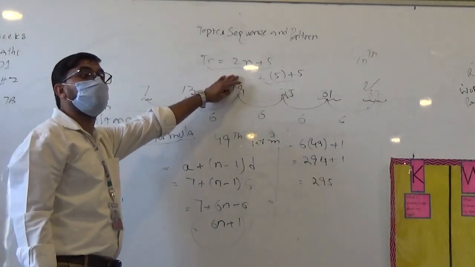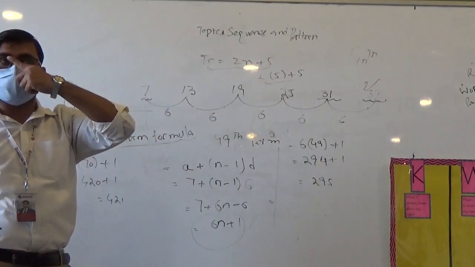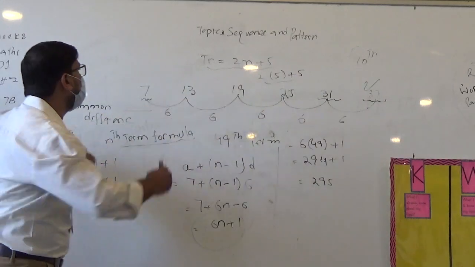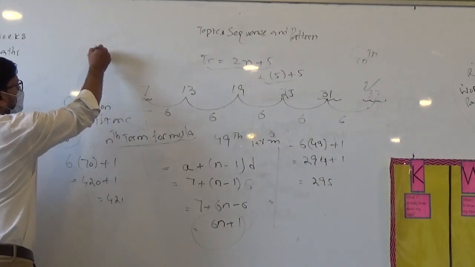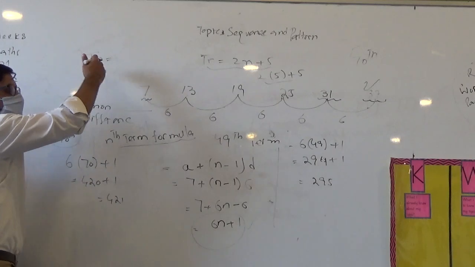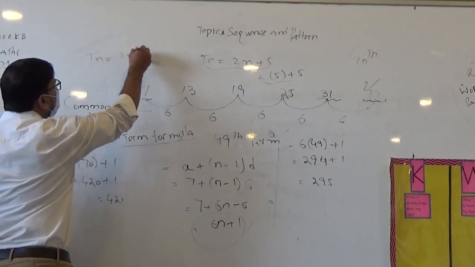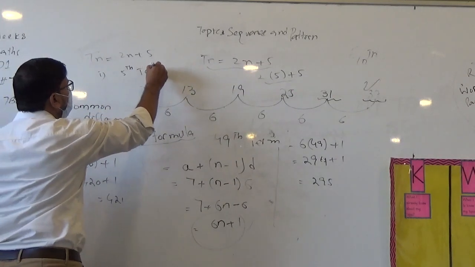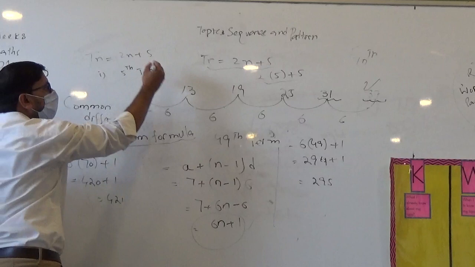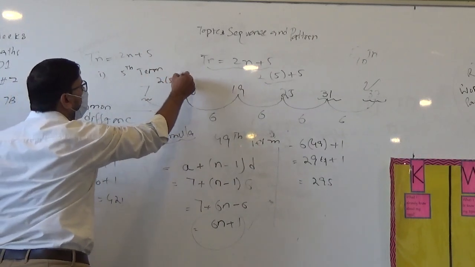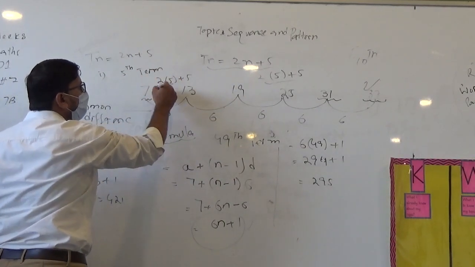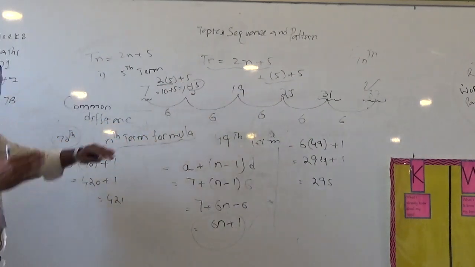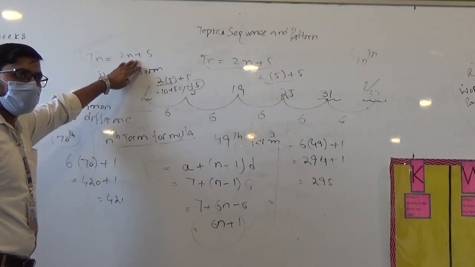This is another sequence. Suppose you are given the nth term formula. The nth term formula is 2n plus 5, and you have to find the fifth term. Your nth term is Tn. Tn means term. The nth term formula is 2n plus 5, and we need to calculate the fifth term for this formula. What will it be? 2 into 5 plus 5. 2 times 5 is 10, plus 5. Your final answer is 15. So that is the fifth term for this sequence.